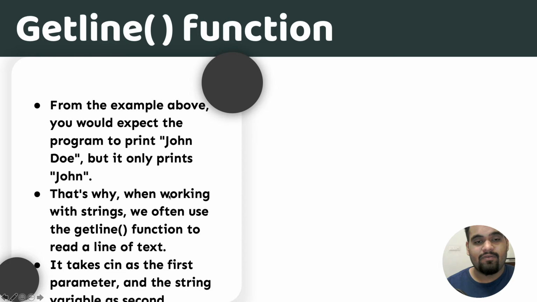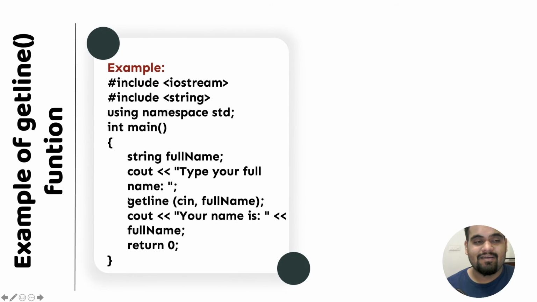When we were working with strings, we often use the getline function to read a line of text. It takes cin as the first parameter and the string variable as the second. What the getline function does is something we're going to see first, because I'm going to give you the demo. That's important, and then we have the code as well. Let's do it right away.